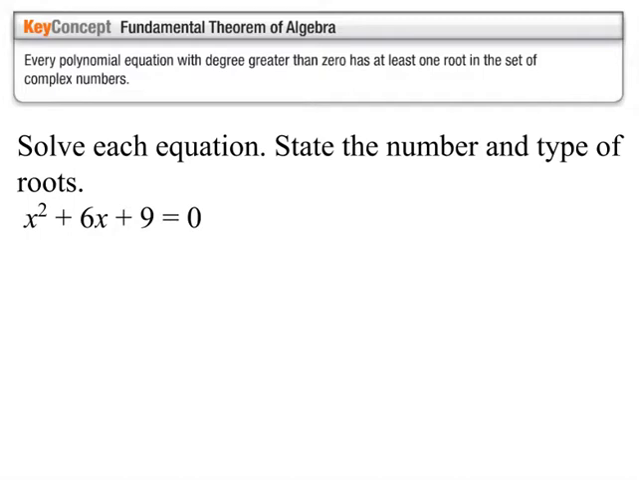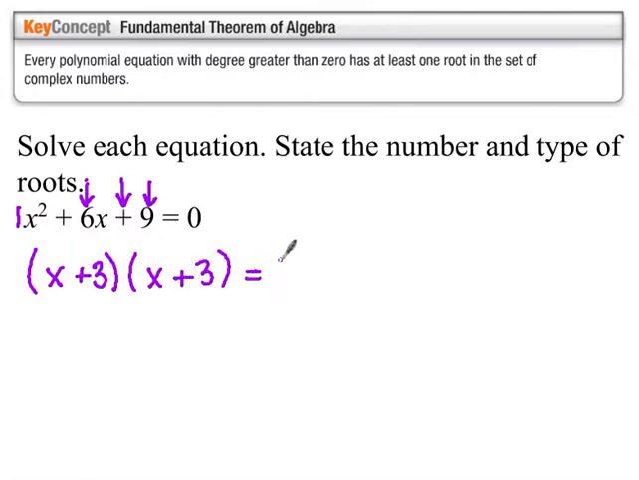So let's go ahead and look at this. It says solve each equation, state the number and type of roots. So we have to solve that. How would we solve it? 1 times 9. Yep, 1 times 9. And then notice since the x squared has a 1 in front of it, remember I can just jump right here to the factors. What's the first term in each of these factors? X. I'm looking for 2 factors of 9 that add up to 6. 3 and 3, both are?